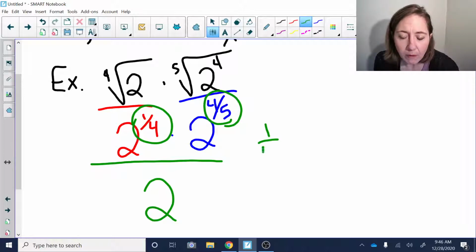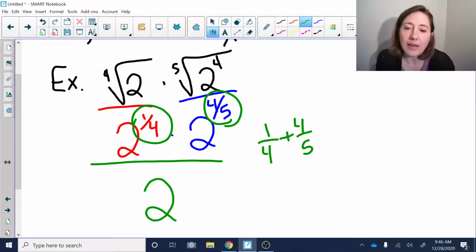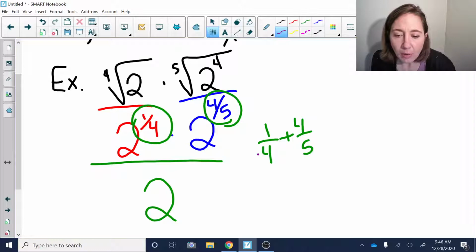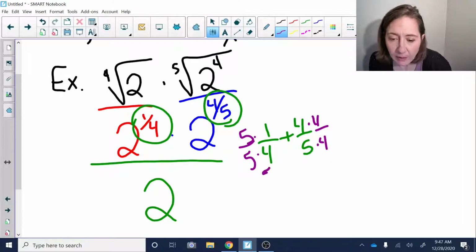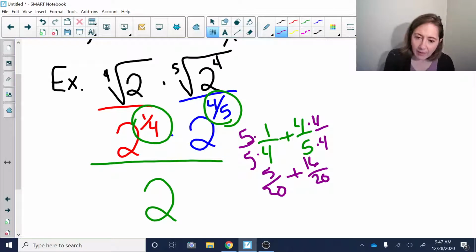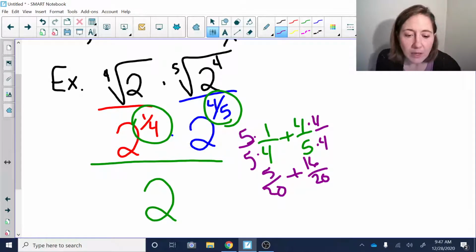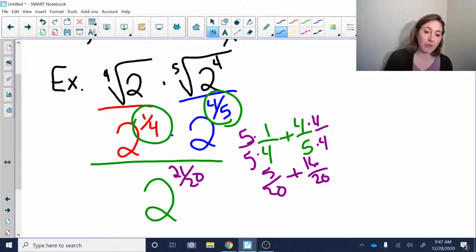If I want to take 1/4 and add 4/5 to it, in order to add fractions, we need common denominators, so that would be 20 in this case. I'll multiply this by 5/5 and multiply this one by 4/4. Remember, whatever you do to the top, you have to do to the bottom. So this becomes 5/20 plus 16/20. And if I add those together, that would be 21/20. 21/20 is my fractional exponent.